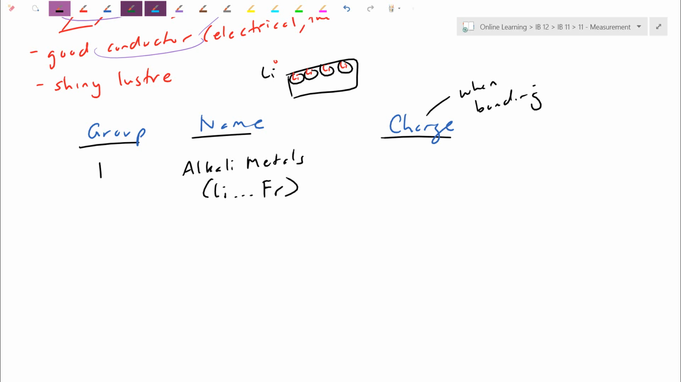When it starts bonding, what we're going to find is all these ones here happen to have 1 electron on the outermost shell. Metals also tend to be very large atoms, so they typically get oxidized, and they typically take on a charge of +1.